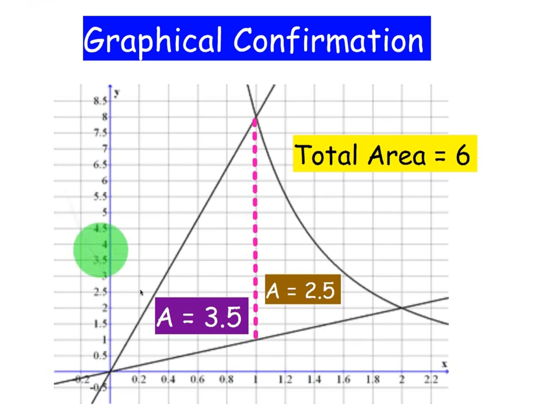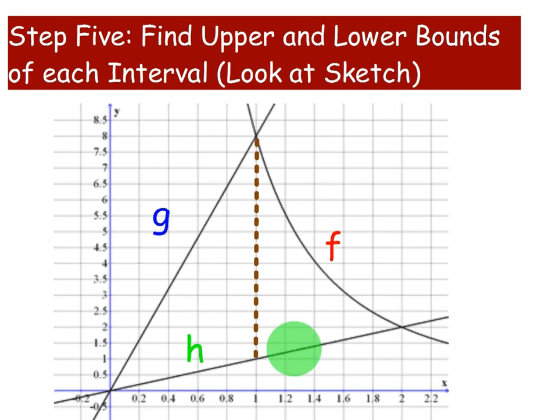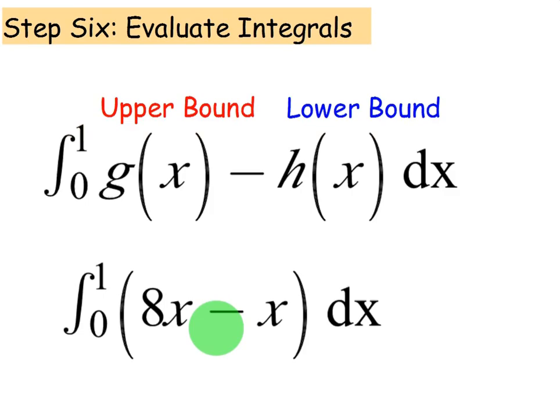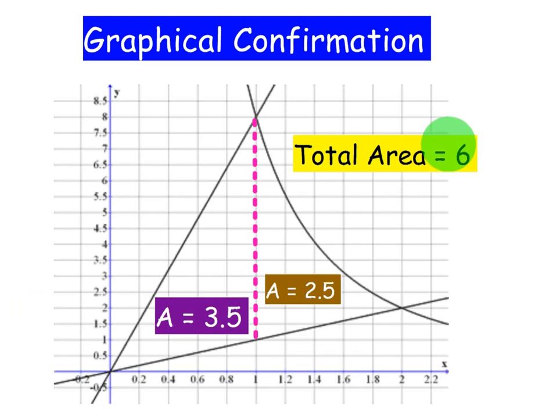If we look at our graphs, the area on the left is 3.5, the area on the right is 2.5. If we add those, we get 6, which leads us to our final answer. We will add up those area 1 and area 2, and we will get 6. And that's it for area of a triple bounded region. Just make sure you find the places where they intersect, find your individual integrals, add those up to get your total area. If you have any other questions about area of triple bounded regions, let me know.